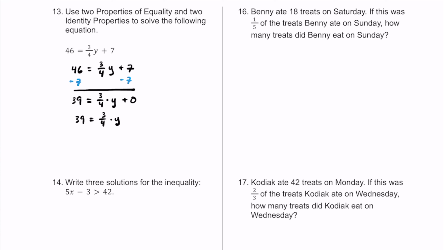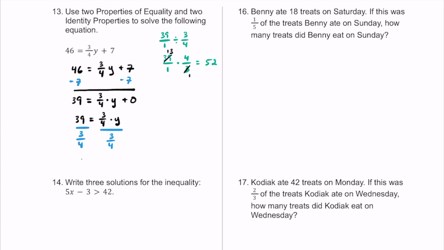And then finally, we want a coefficient of 1 for y, so let's go ahead and divide both sides by 3/4. On the left side, we have to take this 39 and divide it by 3/4. So if we take 39 over 1 and divide that by 3/4, we can solve that by multiplying the 39 over 1 by the reciprocal of 3/4, which is 4/3. This 3 and 39 are going to cross cancel to make 1 and 13. So then 13 times 4 is going to be 52 over 1, which is just 52.